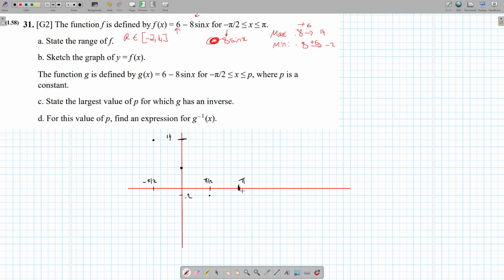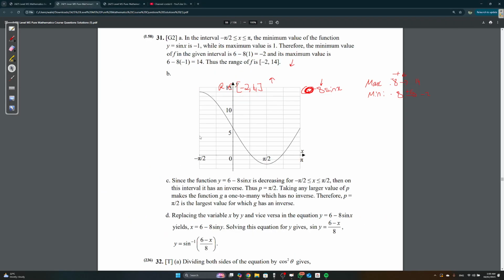Pi, 6. Okay. That makes sense, kind of looks like this. And it should continue up and continue whatever. But our graph should look like this. Let's take a look. Yes.